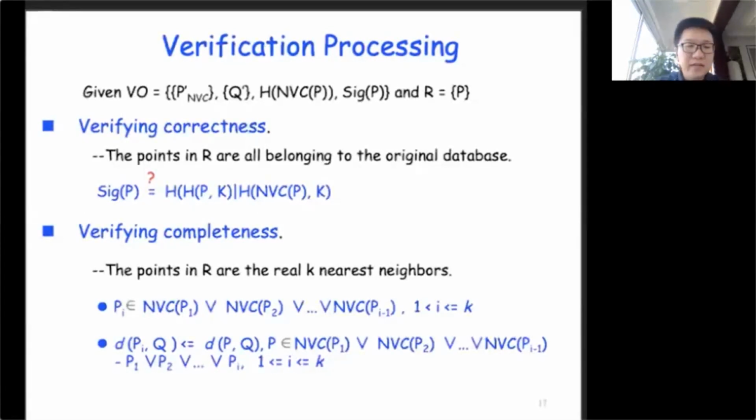The other is completeness. Completeness means the points in the result set are the real k-nearest neighbors. Here we adopt the distance comparison scheme. If the following two conditions are satisfied, we say the completeness is satisfied.